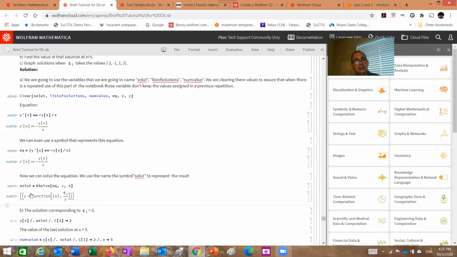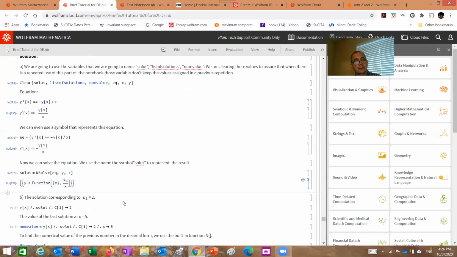And then you see that the solution is given by a rule like this, where the y represents the function, the pure function that assigns to any x the C1 divided by x. So basically this is the function y equals C1 divided by x.